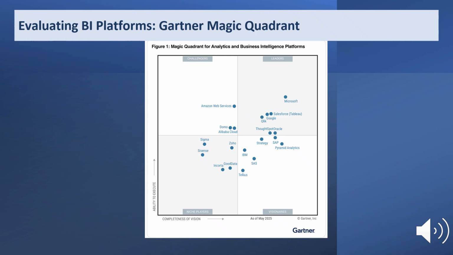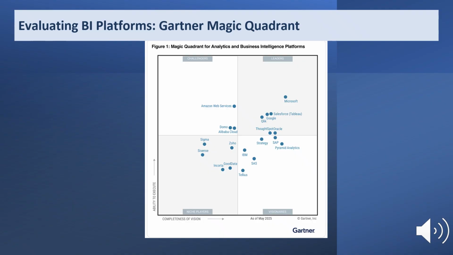Looking at the diagram, you can see that Microsoft Power BI and Tableau, which is now owned by Salesforce, are positioned firmly in the leaders quadrant. They have consistently appeared there for many years. Qlik is also in or near the leaders space.